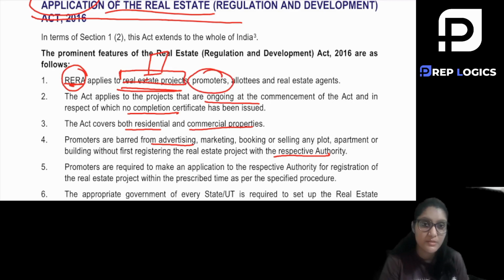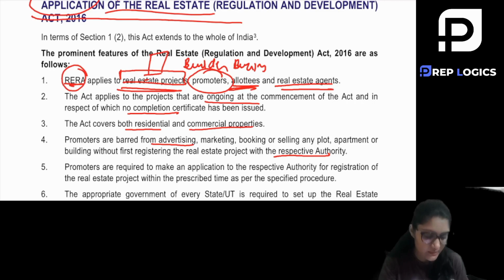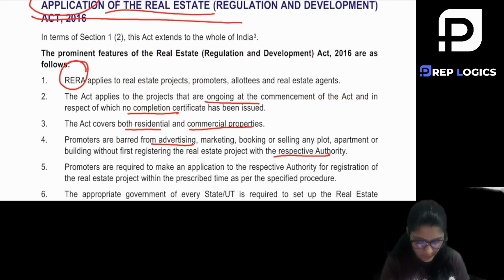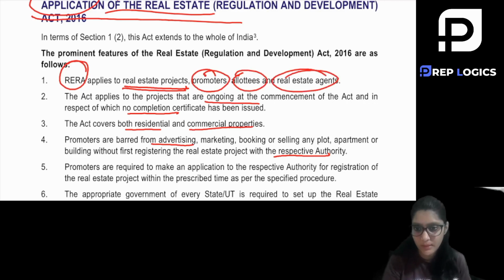Promoters means the builders who are actually building. Who are allottees? Allottees are the persons who are actually buying, you and me. Someone who is buying the real estate projects. And the real estate agents are the middlemen that bring the allottees to the promoters. Suppose you want to buy a plot or a flat for yourself, you will go to the agent, and the agent will tell you these are the plots. So he is the middleman between various promoters and the allottees. I hope you are able to understand. So this RERA Act applies to whom? It applies to the real estate projects, the promoters, that is the builder, the allottees, that is the buyer, and the real estate agents, that is the middleman.